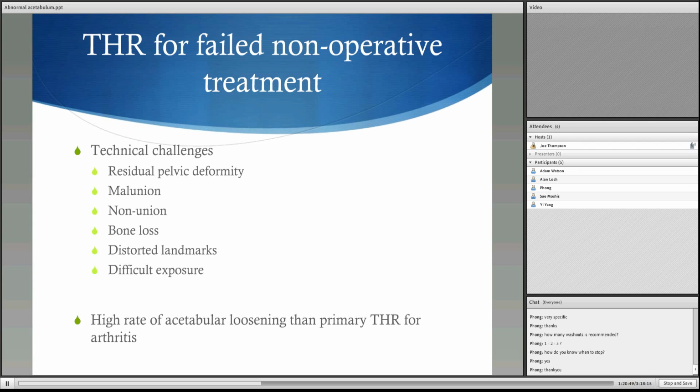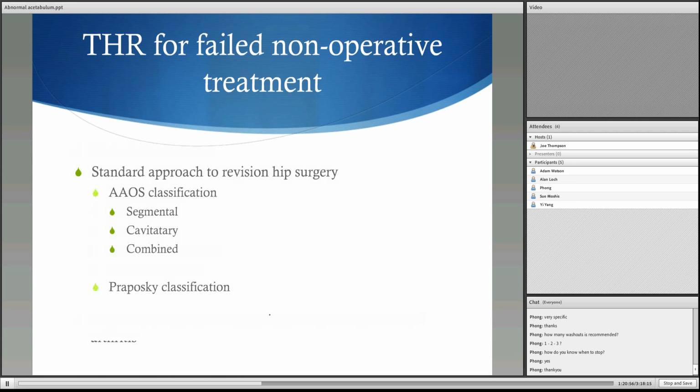The advantages are that it's a one-stage treatment, but the disadvantages are that it's technically very, very challenging. Not only do you have to ensure that the socket's stable, you actually have to make sure that the fracture is stable as well. Usually an uncemented cup is used with augmented fixation with screws, plates and cages, etc.